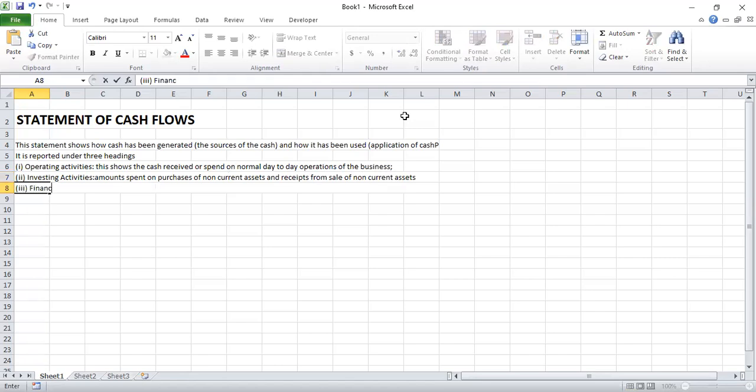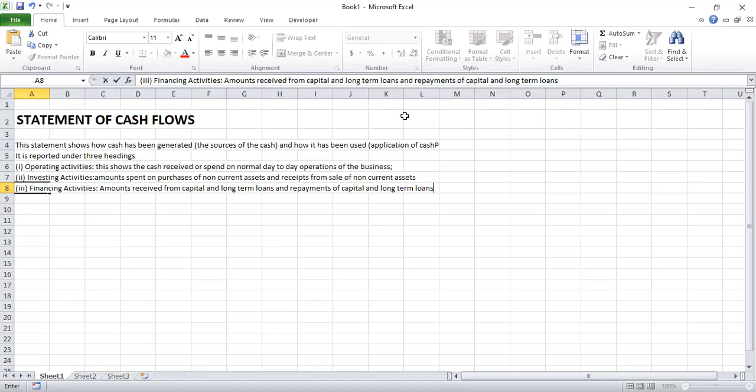Financing activities. Which is the amounts received from capital and long-term loans and repayments of capital and long-term loans. So those are the three headings that we have to report our cash flow based on.